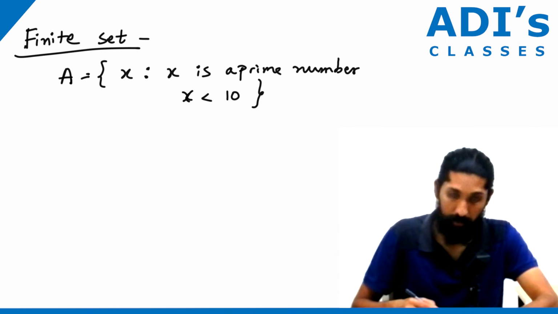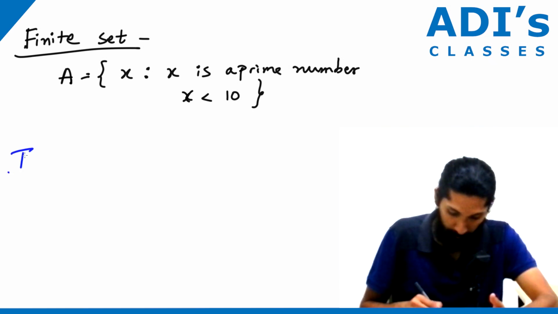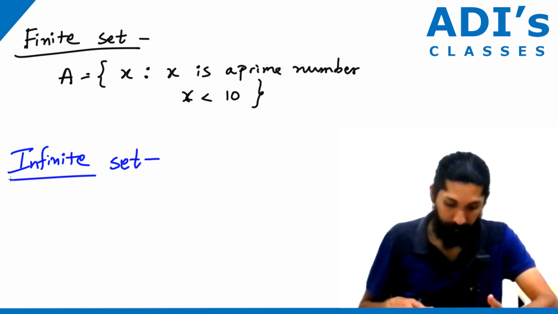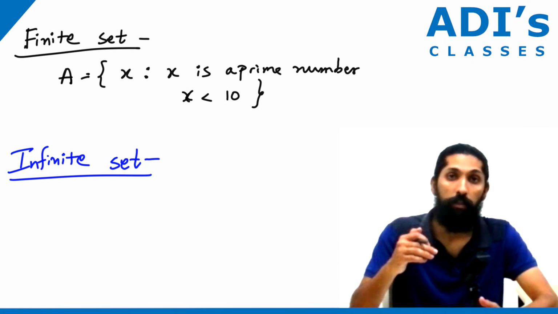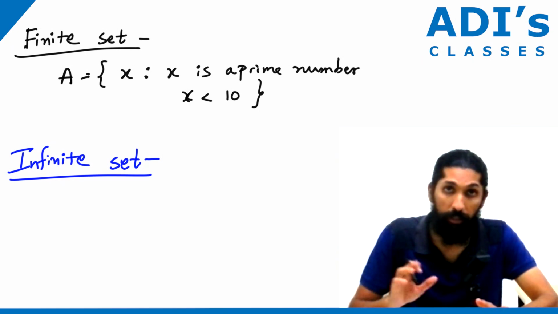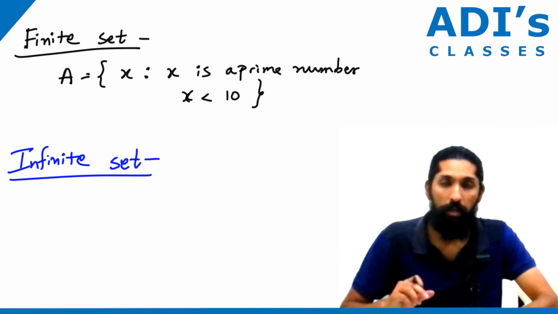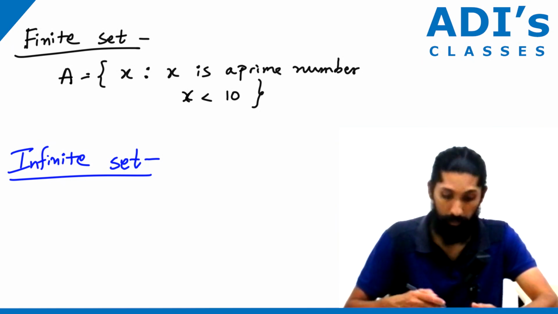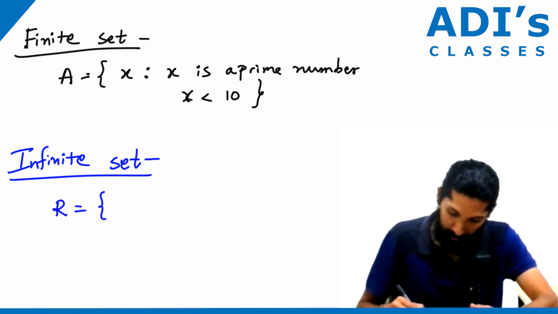The next type of sets, I think you might have guessed already, is the infinite set. An infinite set is something which cannot be defined, in the sense that the number of terms within the set is not defined. That is an example of an infinite set. A simple example you can give is the set of real numbers. So let's say R is the set, R is equal to the set of X such that X is a real number.